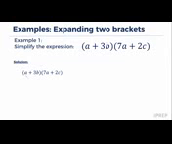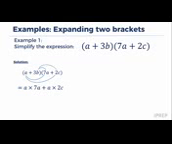Let's look at some examples involving this. We have (a + 3b) being multiplied by (7a + 2c). To do this, as we saw earlier, we consider the a first, and we will multiply it by 7a, and we will also multiply it by 2c. So we will have a times 7a plus a times 2c, and we will also have 3b times 7a. So this will give us 3b times 7a plus 3b times 2c.